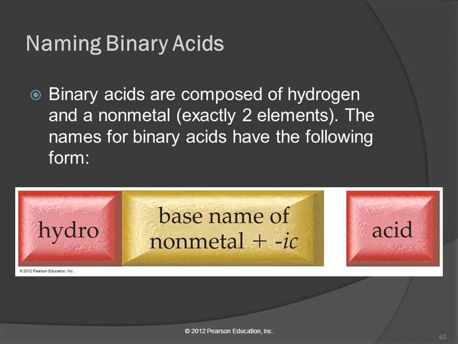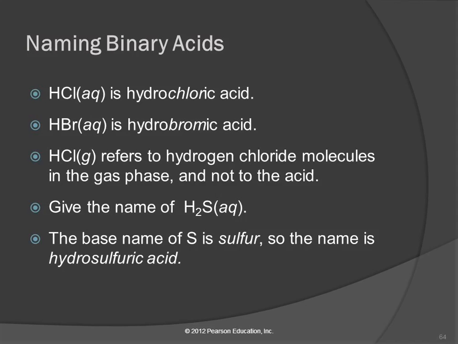So binary again, meaning two, exactly two nonmetals, hydrogen and something else. And so the name follows this pattern. We're going to use the prefix hydro. We're going to take whatever that nonmetal is, the name of that nonmetal element, and we're going to change the end of its name to ic, and then we're going to throw the word acid on the end. So all acids have the word acid in their name. So here are some examples.